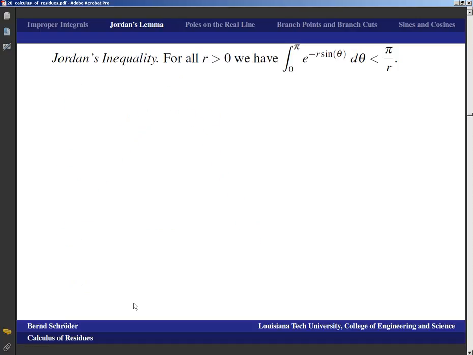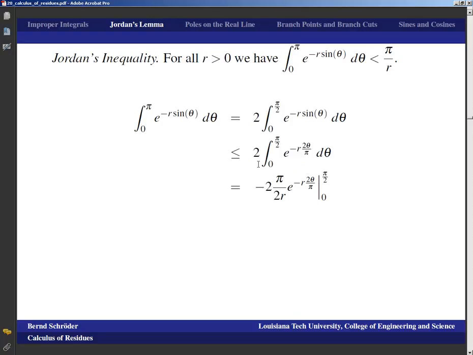That means the integral from 0 to pi of e to the negative r sine theta d theta is twice the integral from 0 to pi over 2 of the same integrand, which is less than or equal to twice the integral from 0 to pi over 2 of e to the negative r 2 theta over pi d theta. And this is something that we can now integrate with a straight u substitution, u equals negative r 2 theta over pi. So this 2 comes from here, the negative pi over 2r is from the u substitution, and the antiderivative of this thing in here really is negative pi over 2r e to the negative r 2 theta over pi.